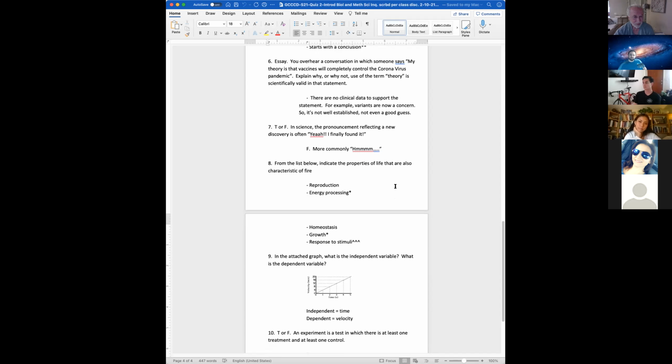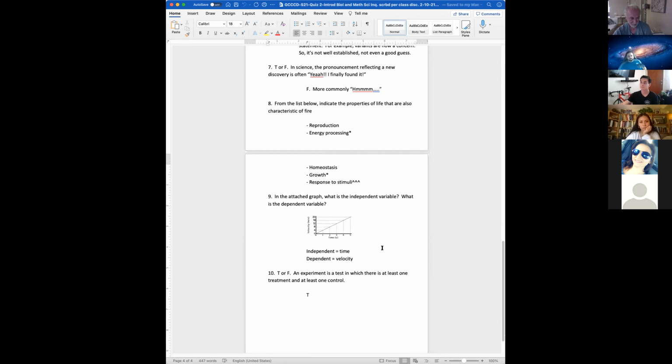Now, what are the properties of life that are characteristic also of fire? Well, what I had in mind here was energy processing and growth. Quite a number of you had those and included response to stimuli. And I gave you credit for that because after thinking about it for a while, I can see that you can construe fire as having a response to a stimulus like a gust of wind. Okay, so check your quiz and make sure you got credit if you put response to stimuli.